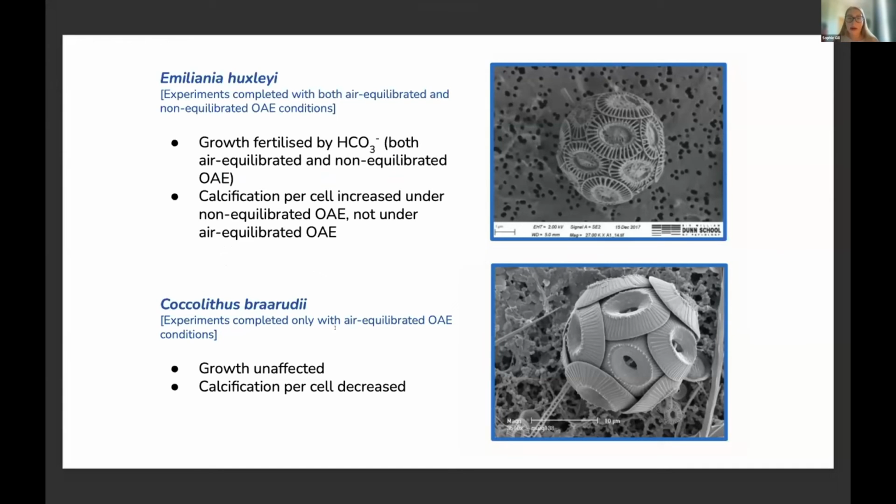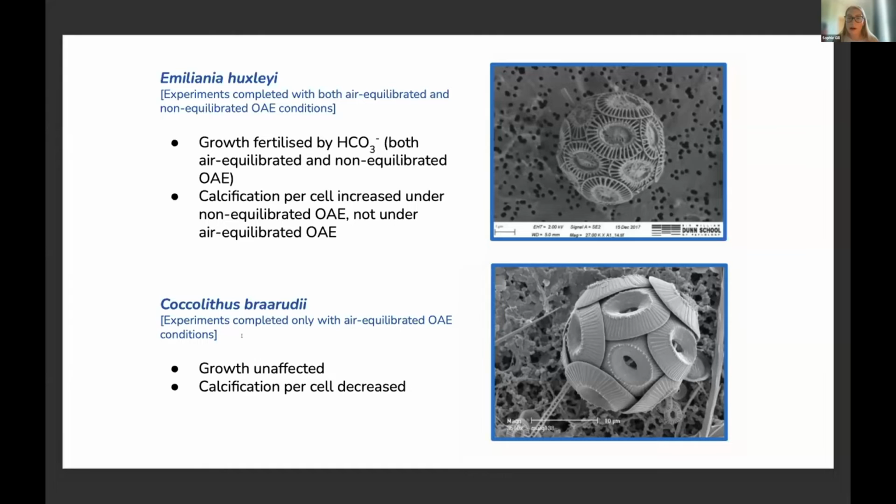Results showed that for E. hux, which is the primary bloom-forming coccolithophore in our surface oceans globally, as well as in the Black Sea, calcification per cell did not increase under air-equilibrated OAE conditions, but growth was fertilized by increased availability of bicarbonate ion under the enhanced alkalinity conditions. Overall, this means we might expect higher population levels of E. hux under OAE, which would mean more calcification at an ocean system level because of a high number of coccolithophores doing calcification. But of course, this was only a lab experiment, so we want to verify this with some sort of modeling work as a complement.